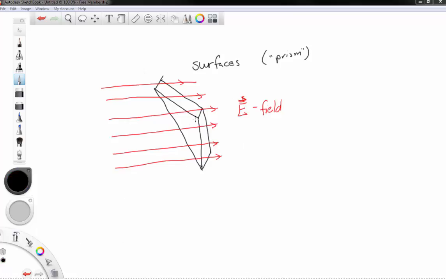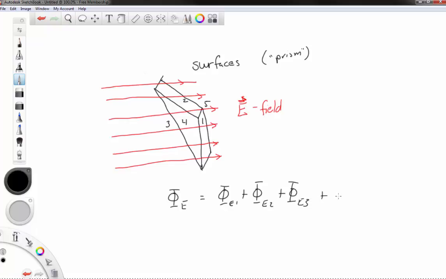In any case, if this one is face number 1, this one's face 2, 3 is over here, 4 is here, and then 5 is sort of across from 4, you could get the total flux through the entire thing by adding the flux through each individual face together. Like so, flux of E through 1 plus flux of E through 2 plus flux of E through 3, and then 4, and last of all 5. So this would get you the total flux through this surface, and more about that shortly.